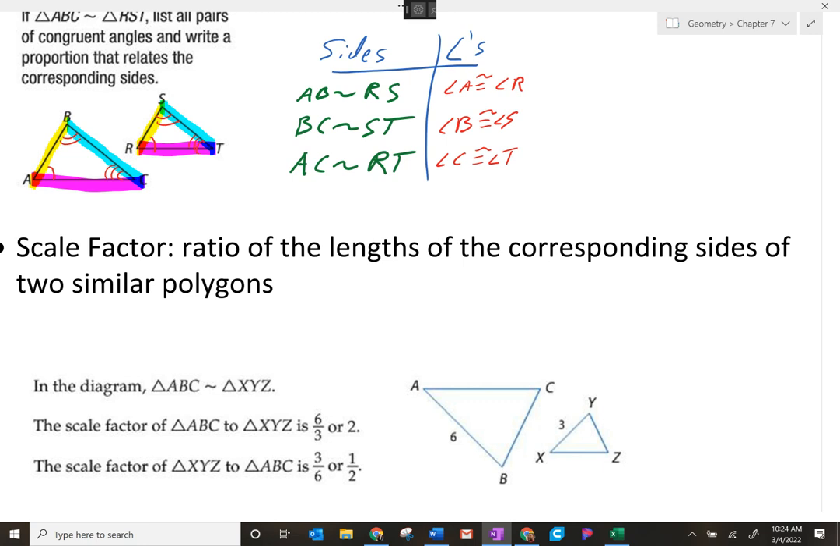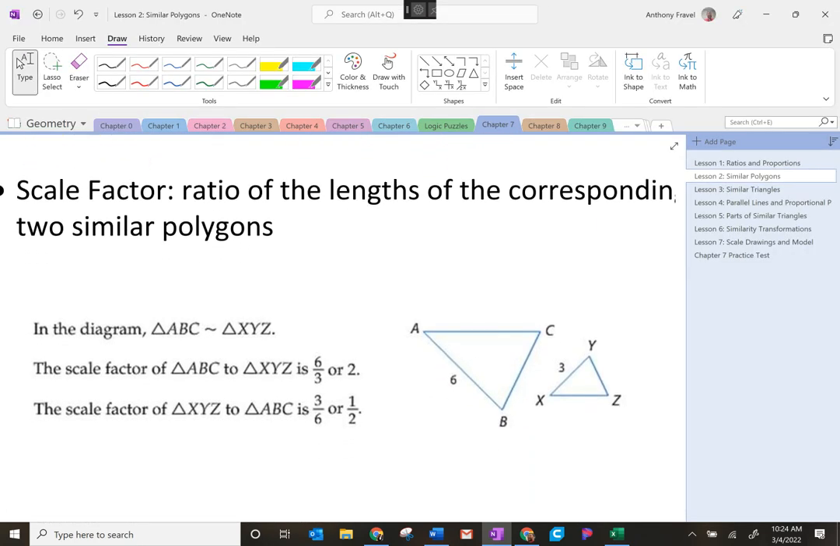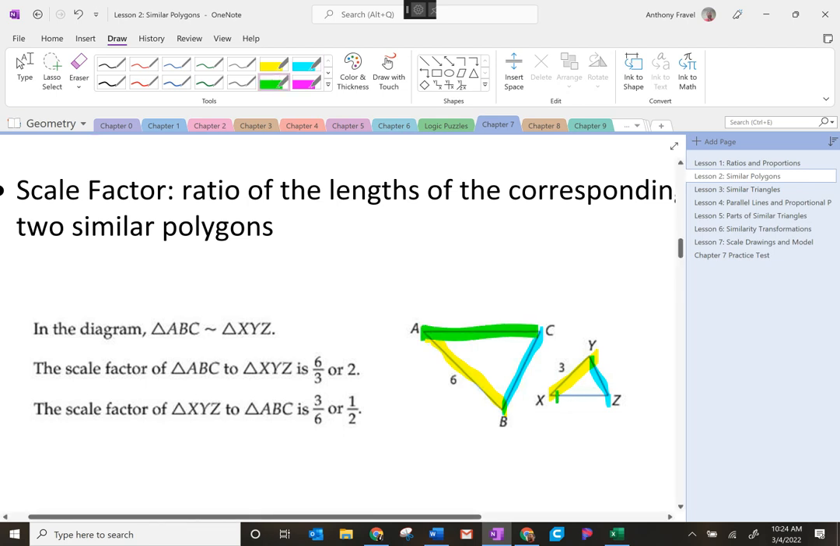So, for my sake, I'm going to go through with my colors and highlight which ones are going to match up, just so that we can visually see which ones are matching up with each other. So I know that AB is going to match up with XY. I know that BC will match up with YZ. And on my last side, AC is going to match up with this one.